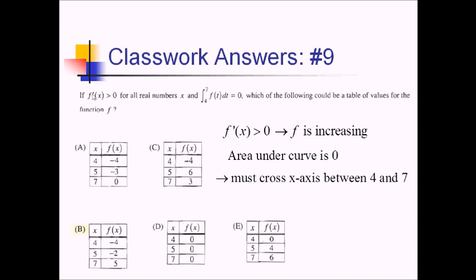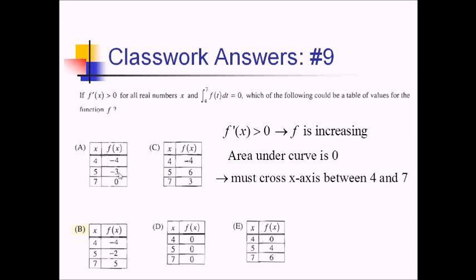If f prime of x is greater than 0 for all real numbers x, well, that means the derivative exists for all the real numbers x. Anyway, now let's look at our answer choices in light of these. Taking a look at answer choice A, we're definitely increasing, but we're not hitting 0 between 4 and 7. We get it at the end, but we're not crossing it in between. So all this stuff we're adding together would be strictly negative area.